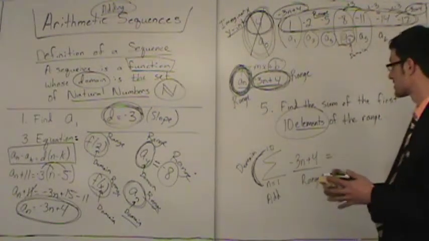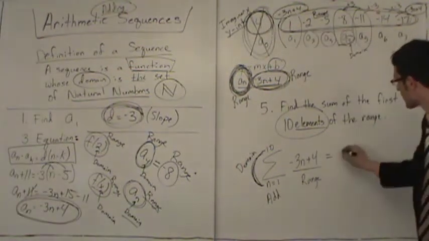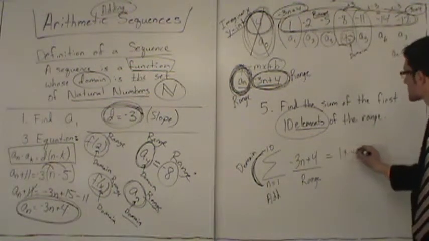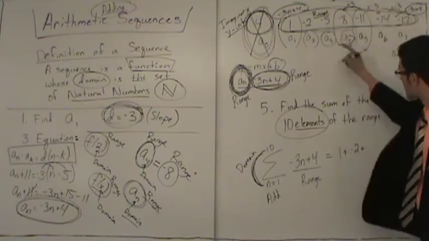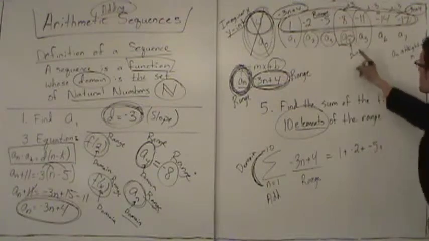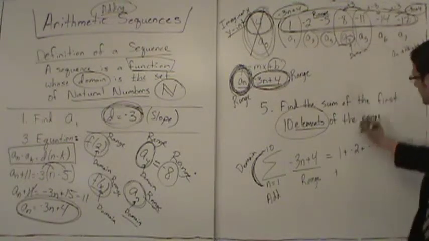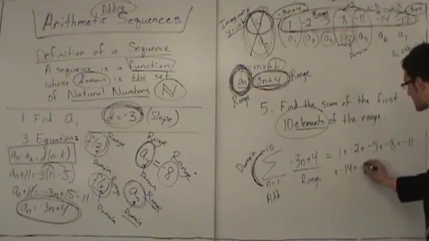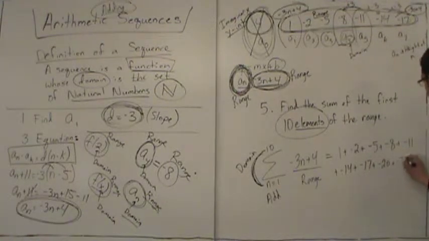What does this equal? Well, let's just write the range values and add them up. So we have what? 1 plus, what's the next range value? Negative 2 plus negative 5 plus negative 8. Put addition. Do not put commas. We are adding. Plus what? Negative 11 plus negative 14 plus negative 17 plus negative 20 plus negative 23, plus negative 26.